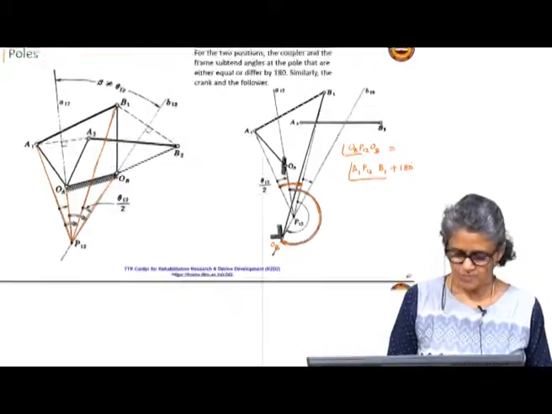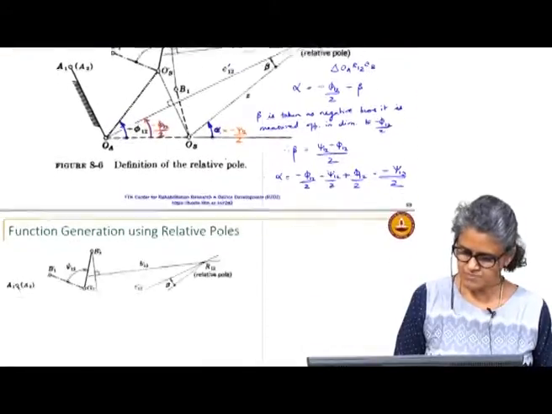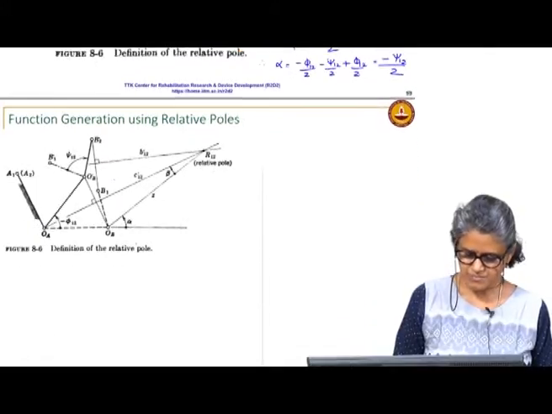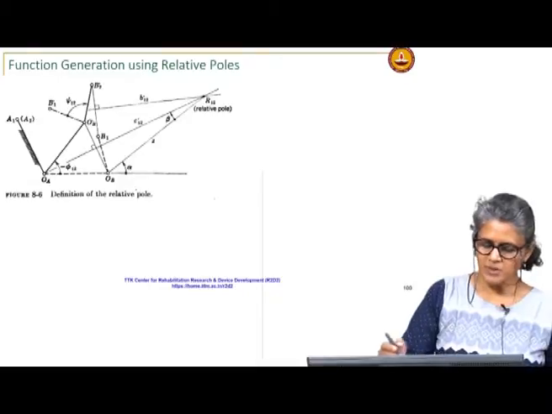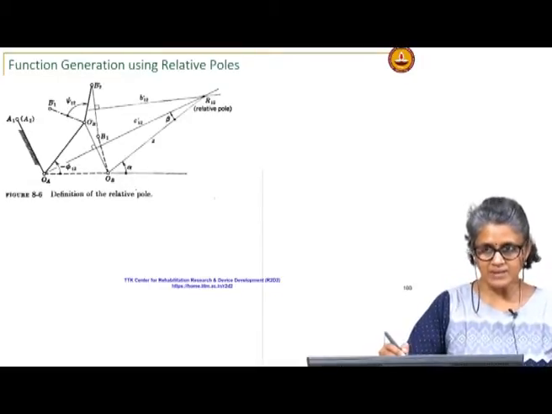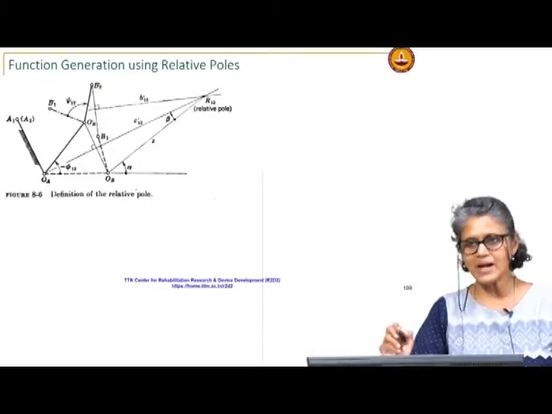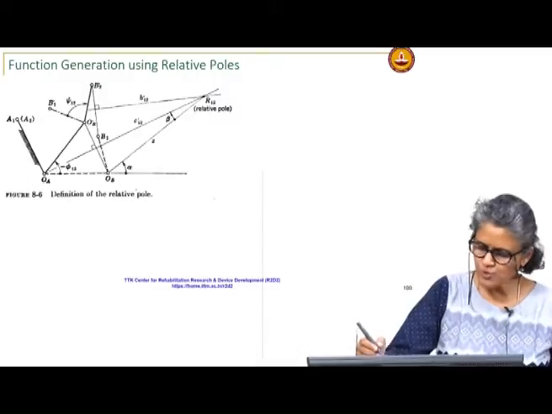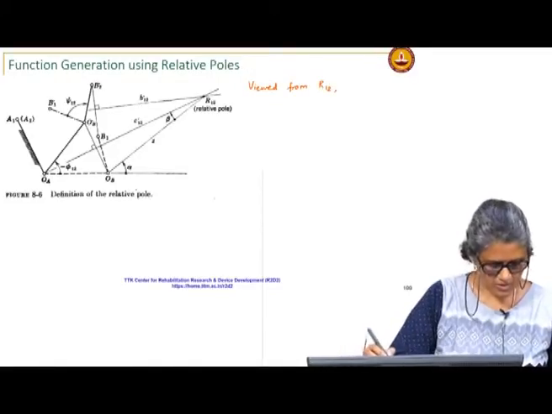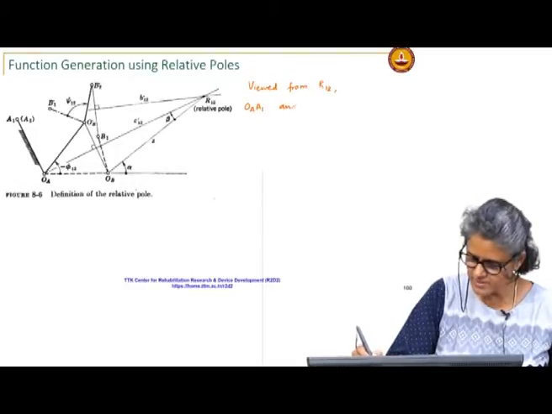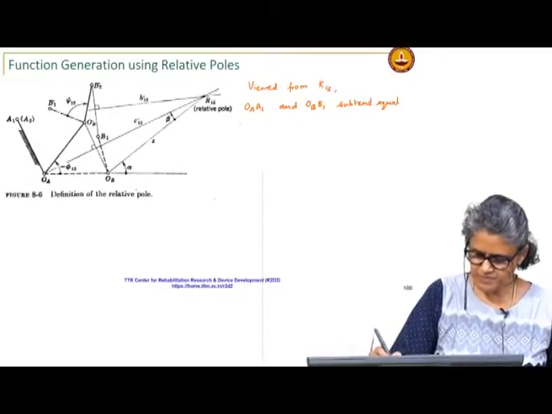Okay. So, what we will use is the fact that OA, OB makes a certain angle at the relative pole, and that is going to be the same angle made by the coupler A1-B1 at that relative pole. Okay. So, viewed from R12, OA-A1 and OB-B1 subtend equal angles.